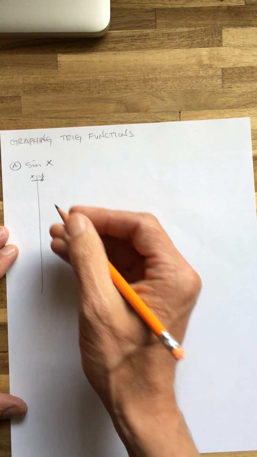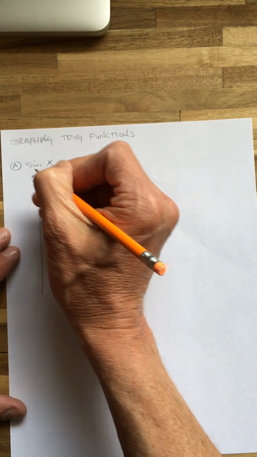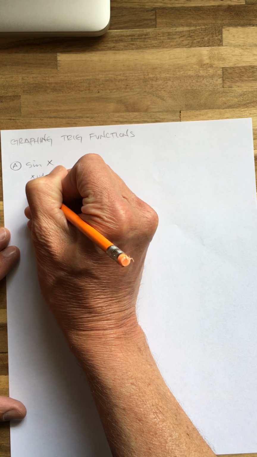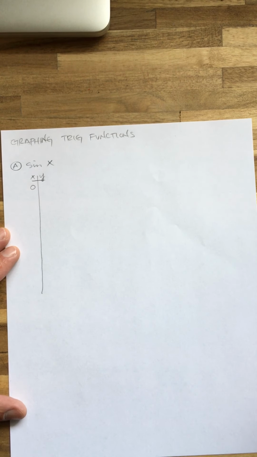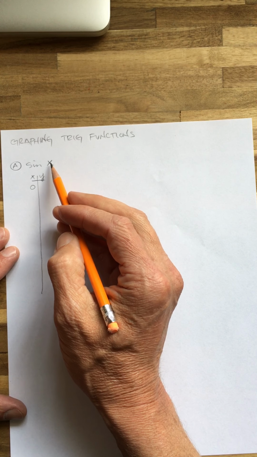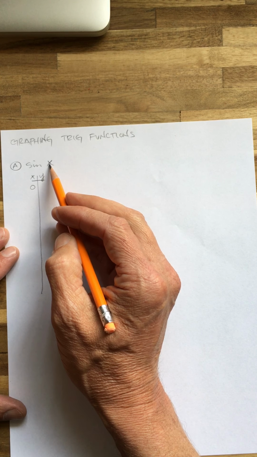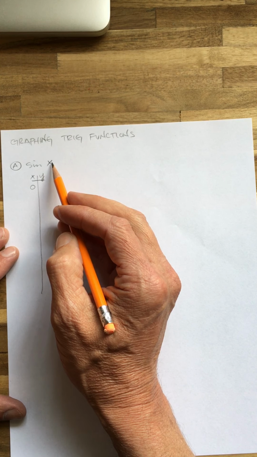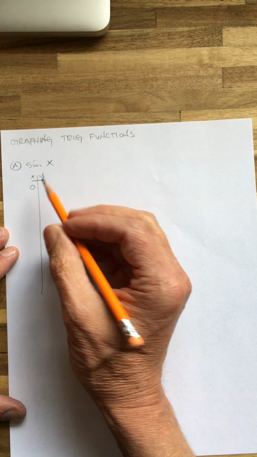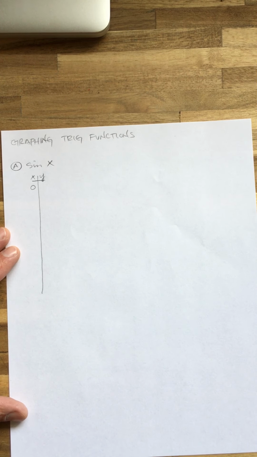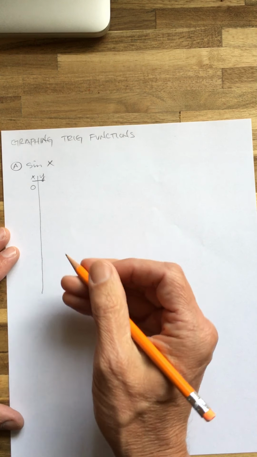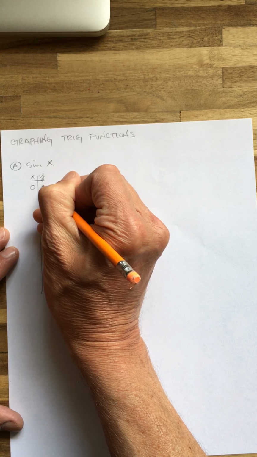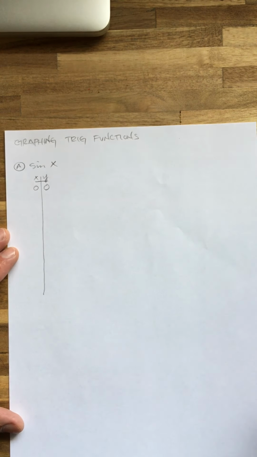Let's talk about when x is 0, and what the value of y is. When the angle is 0 degrees, what is the y value there? You should look on your unit circle. When the angle is 0 degrees, your y value is going to be 0.